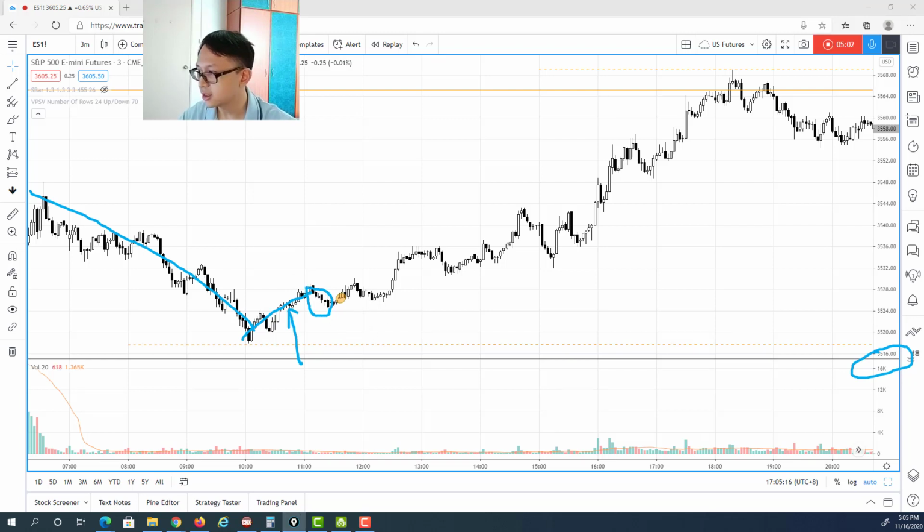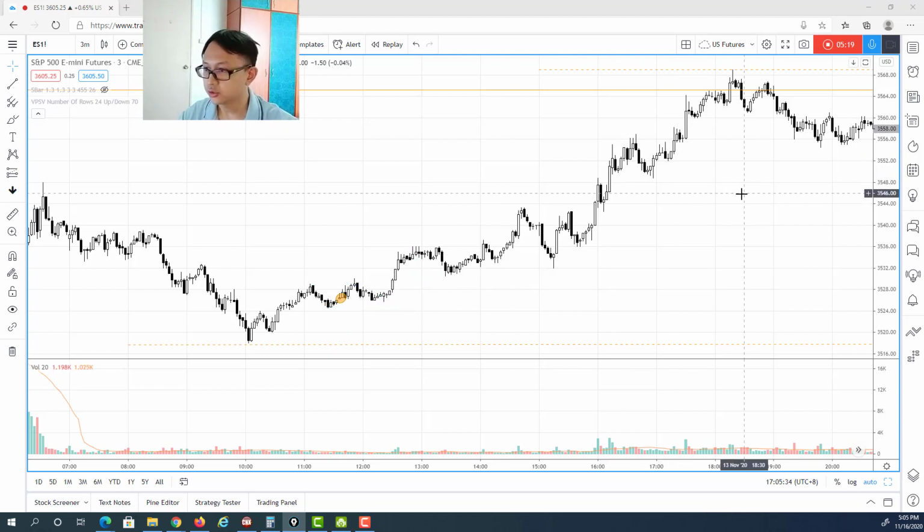So subsequently, I guess this kind of pullback followed by a reversal could be a nice entry. Otherwise, this sort of breakout and then pullback followed by a continuation type of trade can be done as well. But definitely got no trade out from the Asian session.